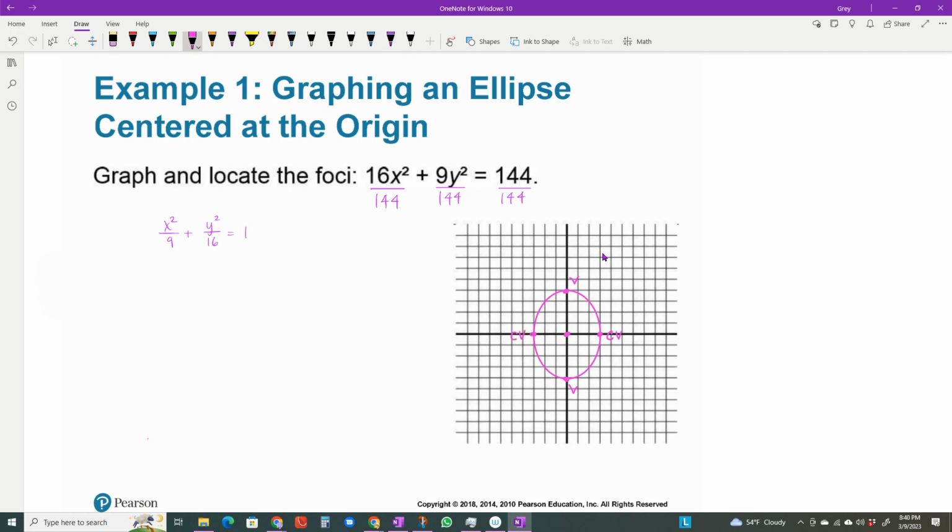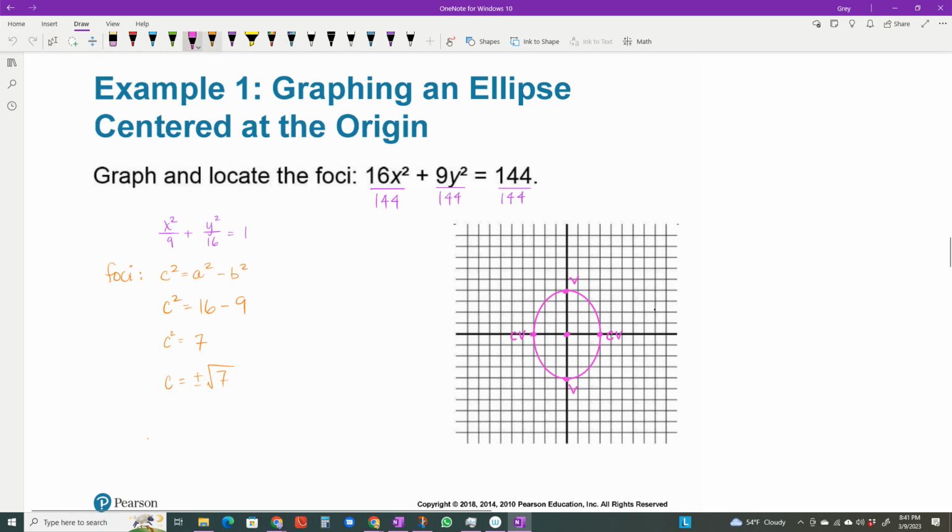Now, we also have to go find the foci. So our foci, how do we find that? We use that equation of c squared equals a squared minus b squared. Y'all, you have a squared and b squared right here. And when you subtract, a is always larger than b. So just take the larger one and subtract the smaller one. So c squared equals 16 minus 9, c squared equals 7, and c equals plus or minus the square root of 7. Now that is somewhere between 2 and 3.